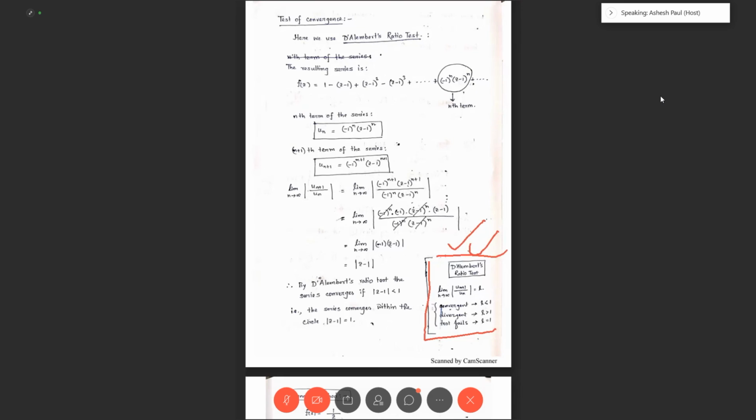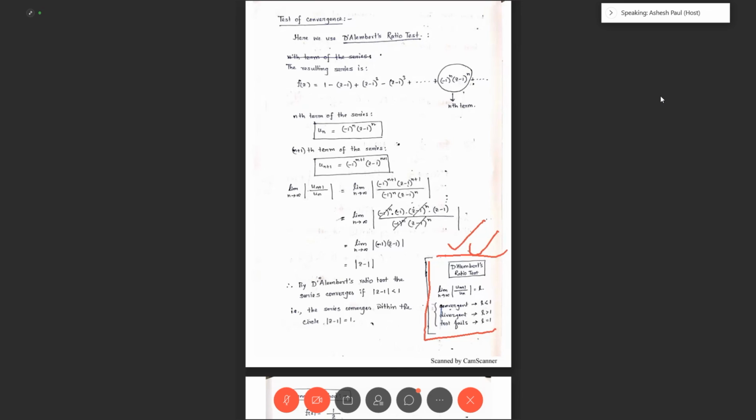So the nth term of an infinite series is un, the (n+1)th term is un+1, and the limit as n tends to infinity of |un+1/un| is equal to L. Then the series converges if L is less than 1, the series is divergent if L is greater than 1, and the test fails if L is equal to 1. So you can recall it.